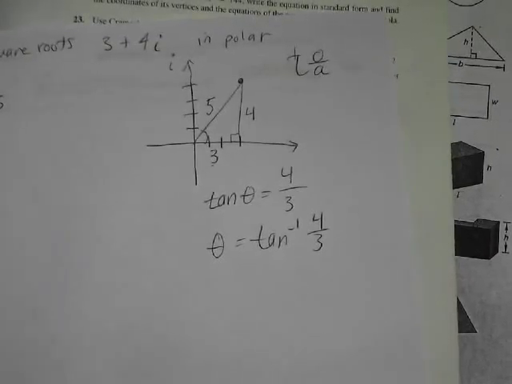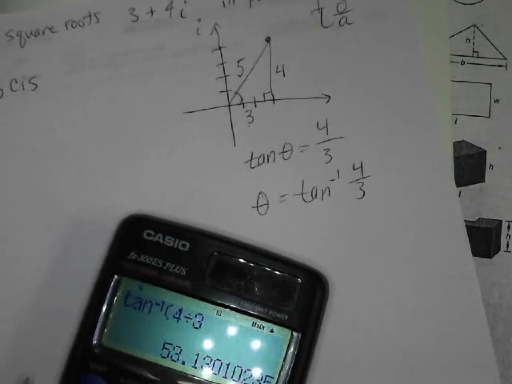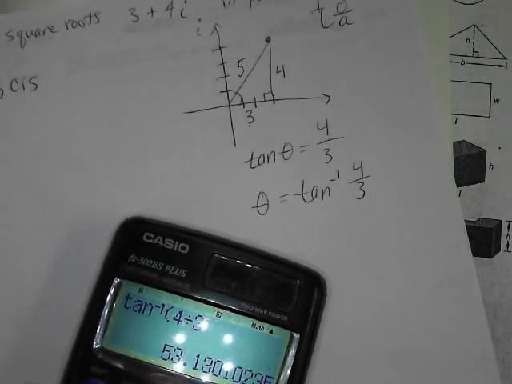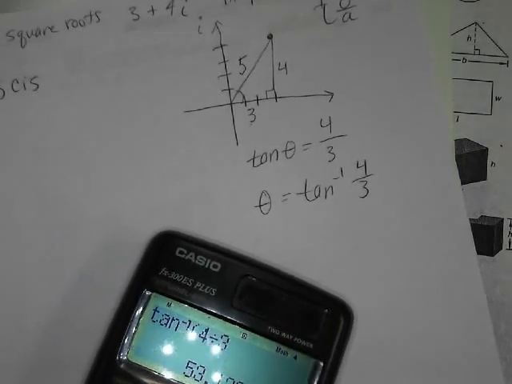I'm going to have to use my calculator. That's not going to be found on my unit circle, probably. Let's see. Shift tangent 4/3. So I get about 53.13 degrees right there. Your book rounds it to 53.13, so that's good.